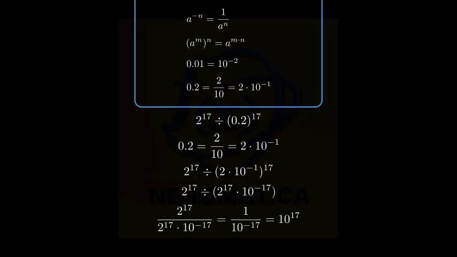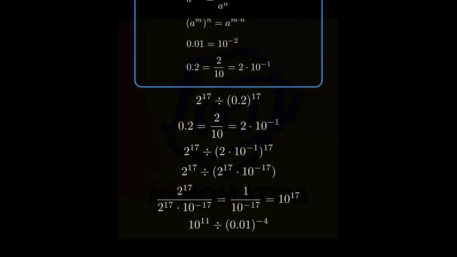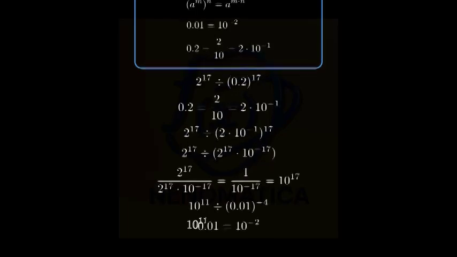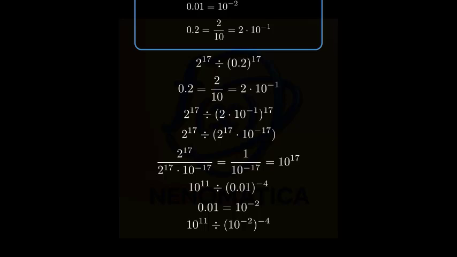Now, let's look at the denominator. 10 to the 11th divided by 0.01 to the negative 4th power. First, let's convert 0.01 to scientific notation. 0.01 equals 10 to the negative 2. So our denominator becomes 10 to the 11th power divided by 10 to the negative 2, all raised to the negative 4th power. Let's simplify the denominator further.